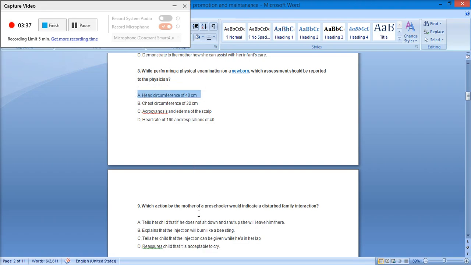Which action by the mother of a preschooler would indicate a disturbed family interaction? A. Tells her child that if he does not sit down and shut up, she will leave him there. B. Explains that the injection will burn like a bee. C. Tells her child that the injection can be given while he is in her lap. D. Reassures child that it is acceptable to cry. The correct answer is A. Tells her child that if he does not sit down and shut up, she will leave him there.